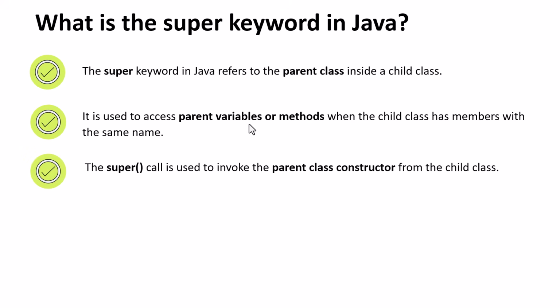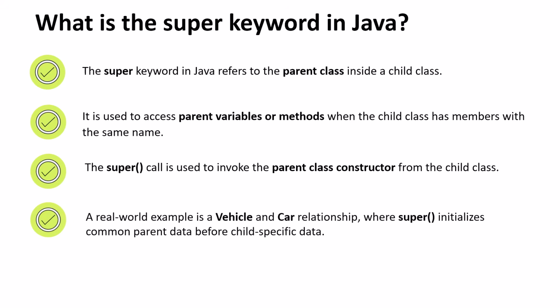Another very important use of super is calling the parent class constructor using super(). This is especially useful when the parent class has important initialization logic that should run before the child class adds its own specific setup. A real-world example is a vehicle class and a car class. The vehicle class may initialize common properties like brand and speed, and the car class can call super first to initialize that parent part before adding features like fuel type or number of doors.